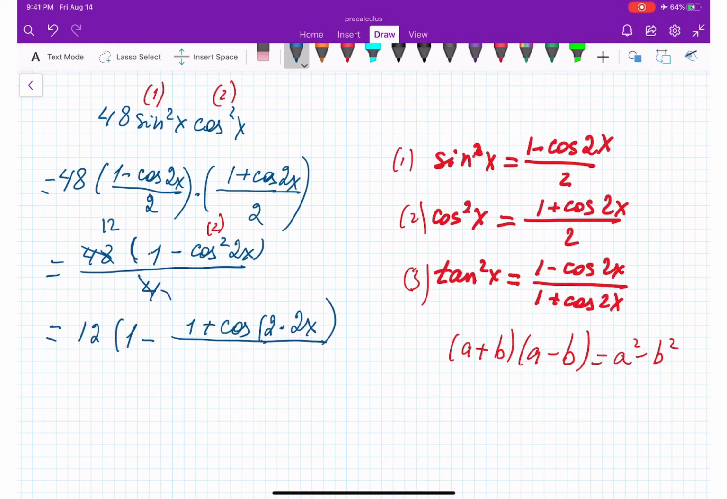Cosine 2 times x is 2x, right? Where did I get that? Because look, this is cosine x, and from the x we are getting 2x. So this 2 is staying here, this 2 is staying here, and the x is becoming 2x, just like in the formula. Okay, and as a result, if I distribute, here we divide by 2 because of this formula 2, we have division by 2. So I'm going to distribute.